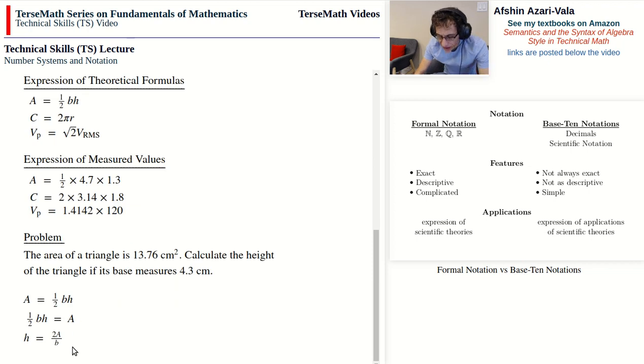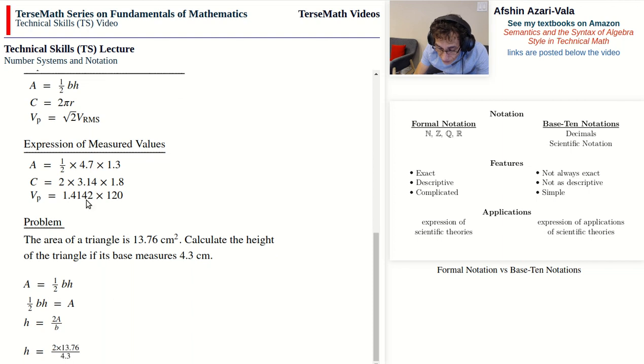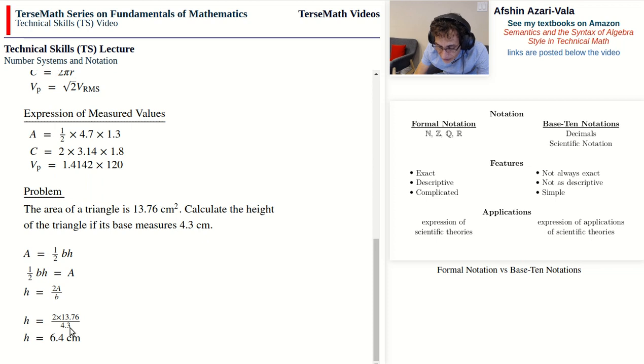Now you see, up until now, it's all theoretical discussions. And therefore, I'm using the formal notation. There is no decimals here. Now, I'm going to replace the values with the measured values of 13.76 and 4.3. And you notice the decimals coming. And we finish the problem, again using the decimal notation. And we get the height is 6.4 centimeters.